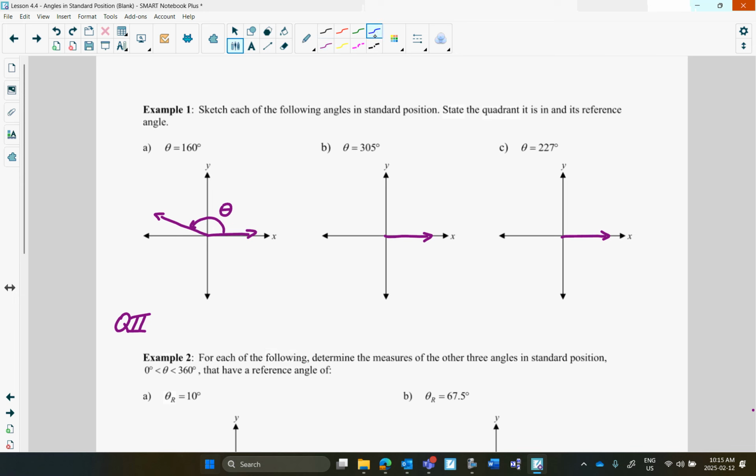And what would its reference angle be? 180 minus whatever this is, 160. It's 20 degrees. So we know that this equals 20 degrees. And this one is 160. Okay.